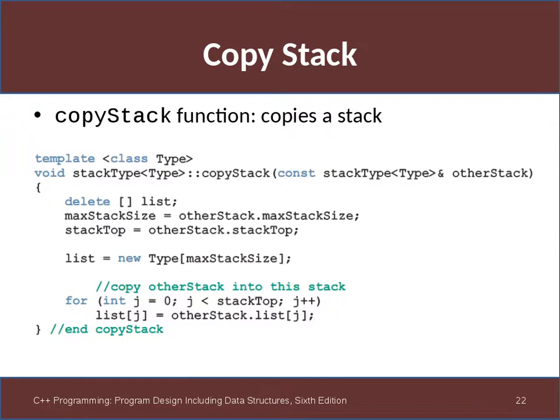Copy a stack. So we delete our list, we get the size, get the elements, and then we copy everything over. Why did they delete their internal list first? I thought you needed it to copy it over. Right, but what if that list isn't the same size as the new list? You're deleting your own list, which you're copying into, not copying from.